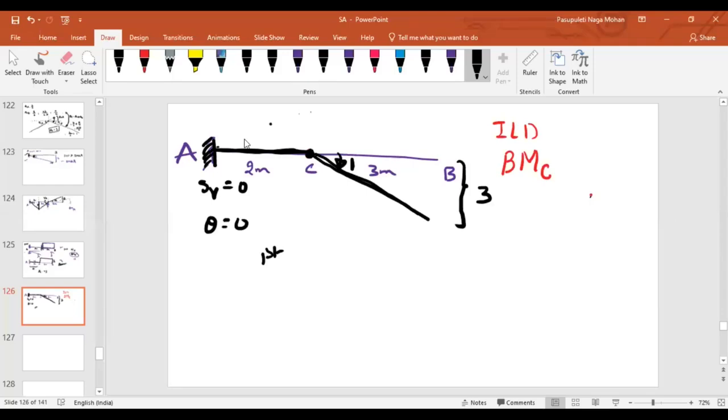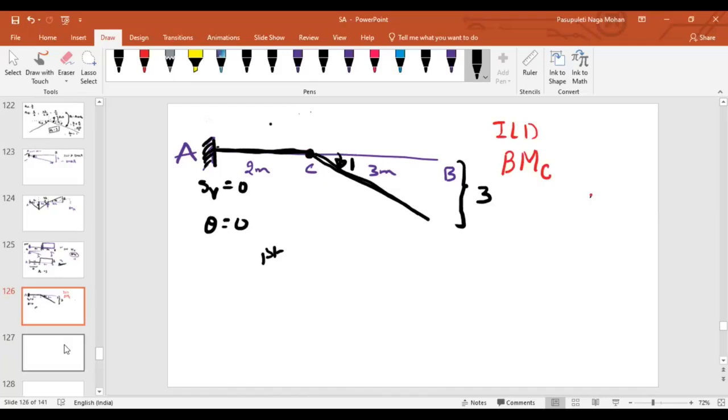Now, can you ask me any queries that you have in this case? You guys didn't get it, or you want some more explanation for ILD for bending moment? Some more examples, sir? Some more examples. In this case, is it okay? At least for CB?